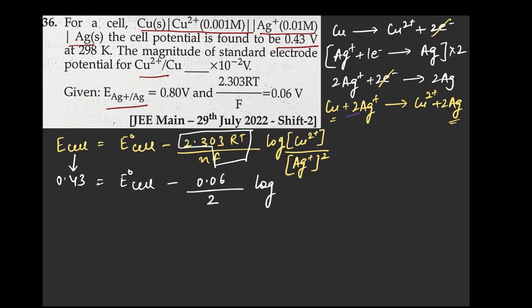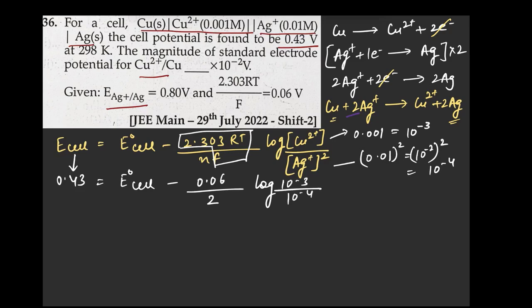Log concentration of copper ions is given in the question as 0.001. This can also be written as 10 to the power minus 3. And silver ion concentration is 0.01 and it is raised to the power 2. So this becomes 10 to the power minus 2 raised to the power 2, which is equal to 10 to the power minus 4. So here it can be written as 10 to the power minus 3 divided by 10 to the power minus 4.